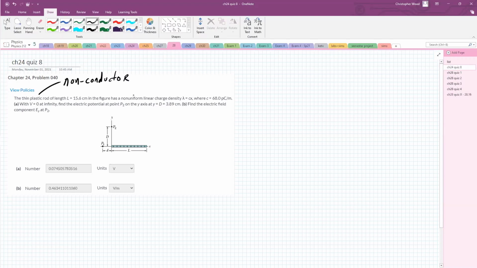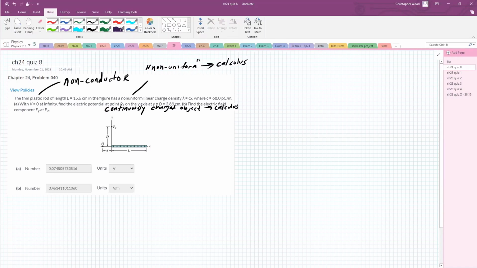Non-conductor. Now, this is always fun to see the word non-uniform, because when you see non-uniform, this isn't a 100% always true statement, but I'm thinking one thing: calculus. And I'm thinking calculus anyway, because by this point, you should know that this is going to be a calculus situation. This is a continuously charged object. It's not a point. Points are easy. It's a continuously charged object. So right away, that tells you calculus.